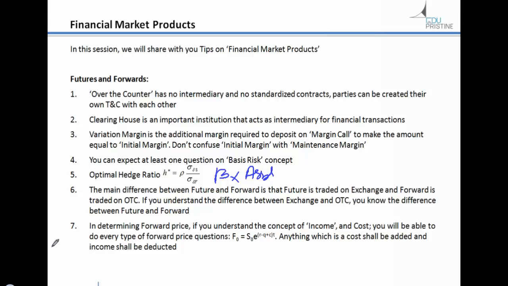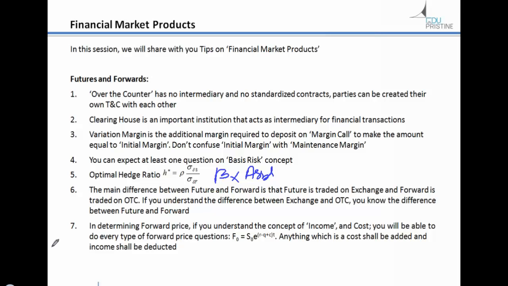Okay, the main difference between future and forward is that a future is traded on the exchange and a forward is traded over the counter. That's the big major difference between a future and a forward contract. If you understand this difference between the exchange and the over-the-counter market, you can understand what is customized, what is standardized, what is regulated. These points can be easily understood.